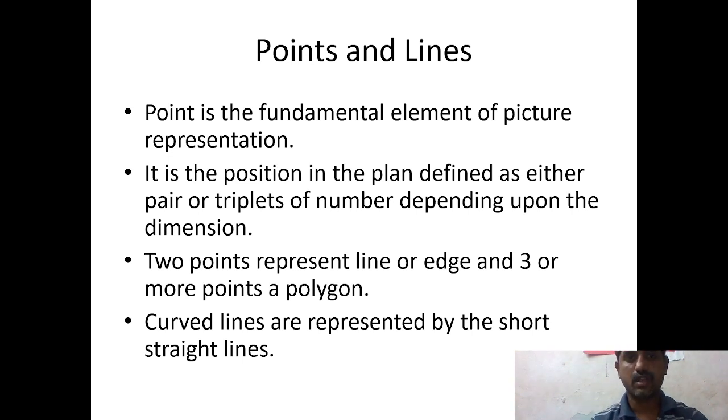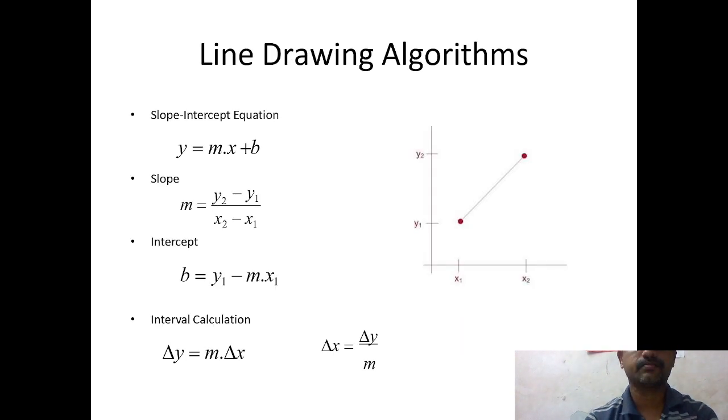Also we can define the point: it is a position in the plane. We can define it as either a pair or triples of numbers depending upon the dimensions. And curved lines are represented by short straight lines.